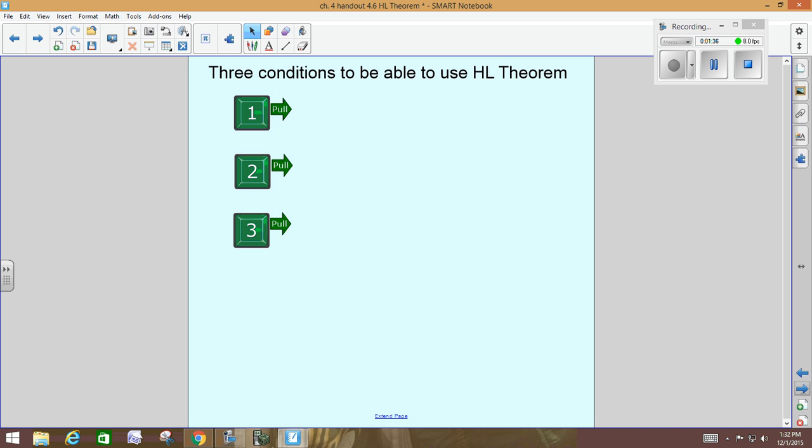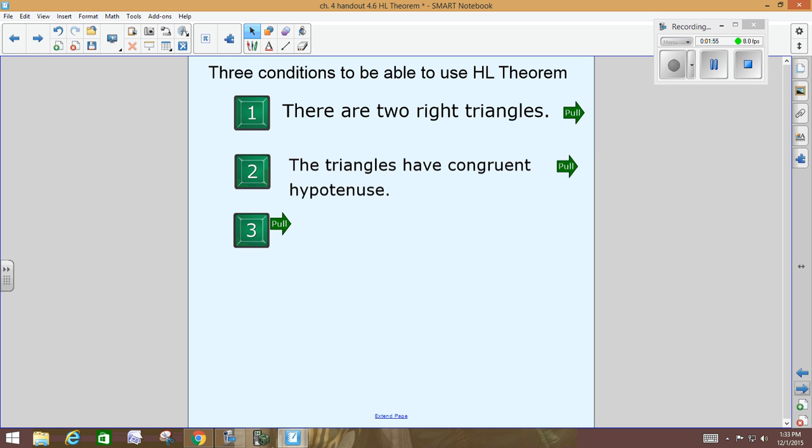There are three conditions you must meet when you're using the HL theorem. These three things need to be listed in your two-column proofs. First thing, you have to have right triangles. If you don't have right triangles, then you can't use the HL theorem. So you need to tell me that they're right triangles. Second thing, you have to have congruent hypotenuse. And then the third one, you have to make sure you have listed in there that the legs are congruent.